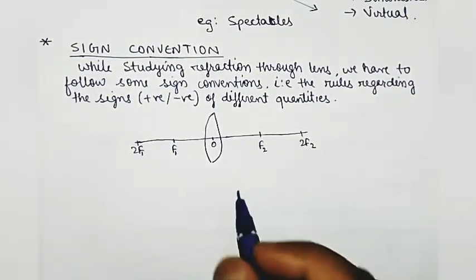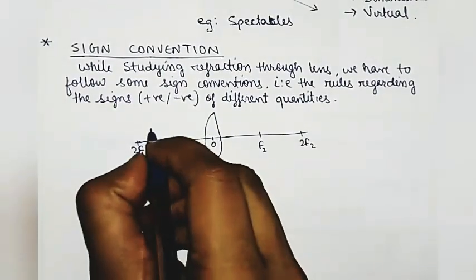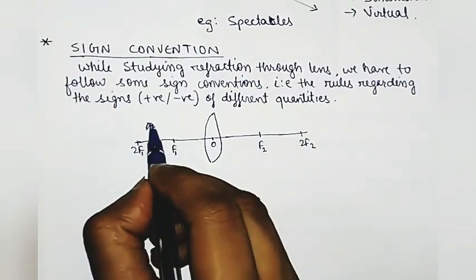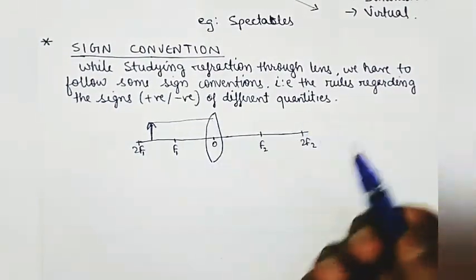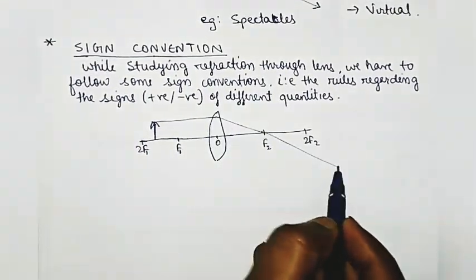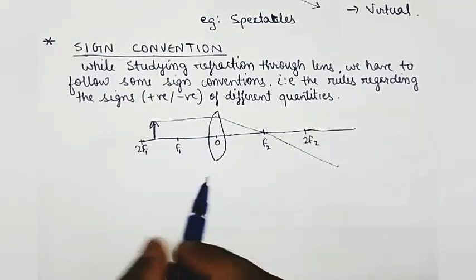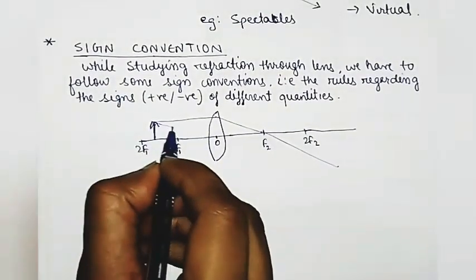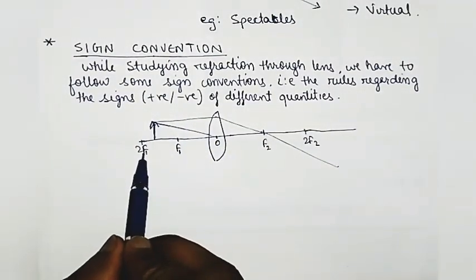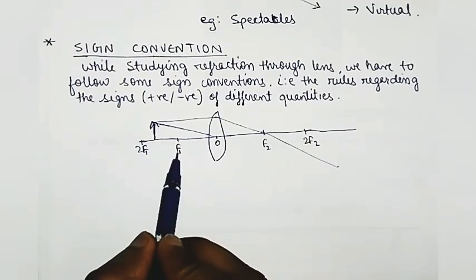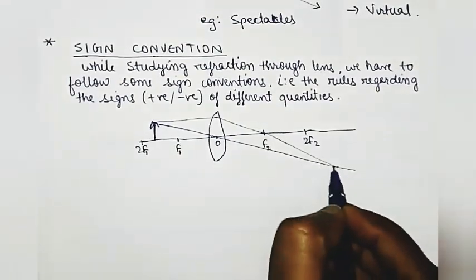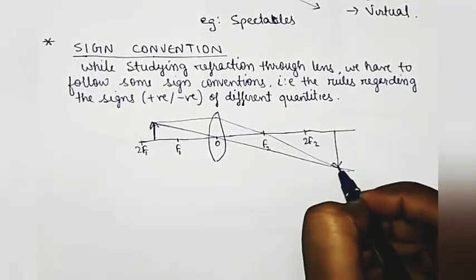Taking any example, let us say an object is placed here. What will be the formation of the image? The ray that is parallel to the principal axis will pass through the focus, and one ray of light will pass through the optical center. So what is the formation of the image when the object is placed between 2f1 and f1, the first focus and double of this first focus? The image will form beyond 2f2, that we have earlier studied. So this is the formation of the image.